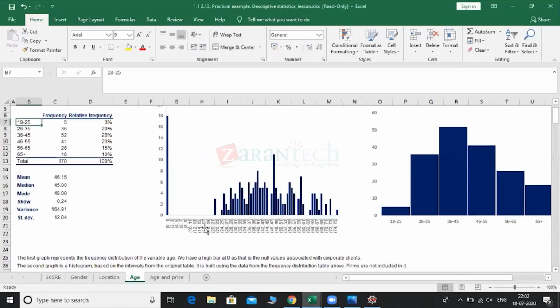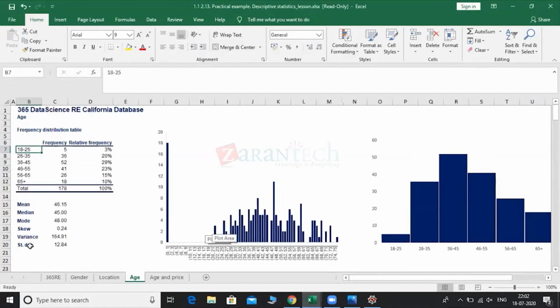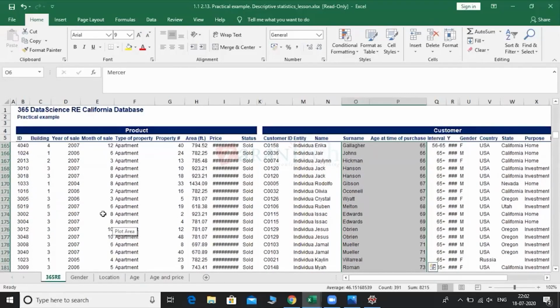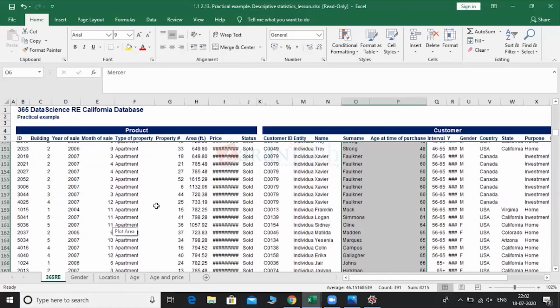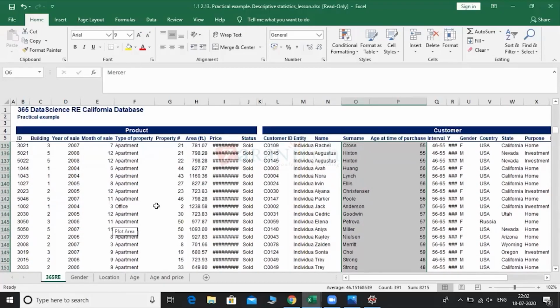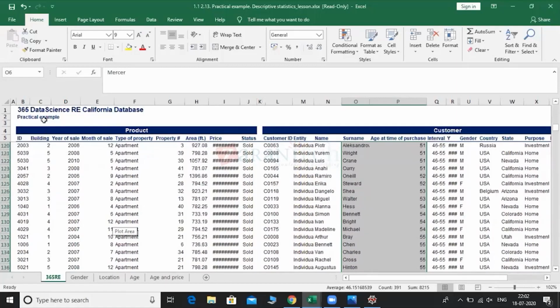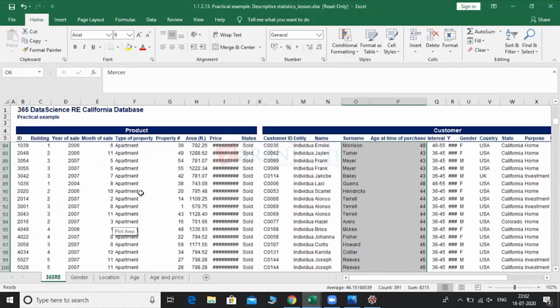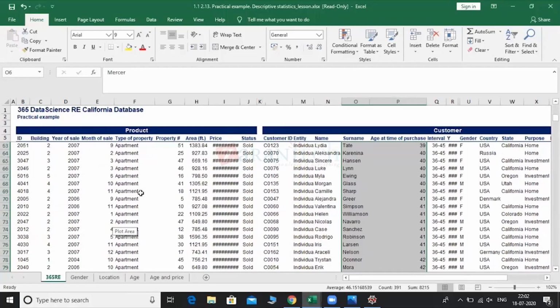Okay, so now this is also some data set for real estate, with customer information and product information. Product is basically the apartments which have been bought. So we can do some analysis. When you are doing analysis, these kinds of data sets will come. This is obviously a real data set, but it has been created in dummy form because it's not possible to give the direct data sets.